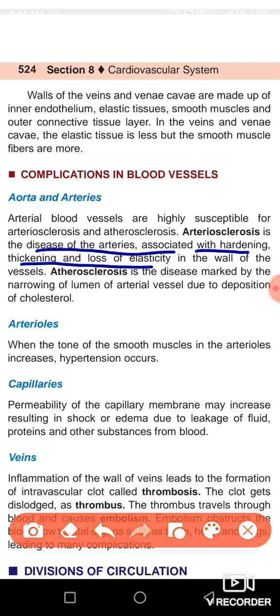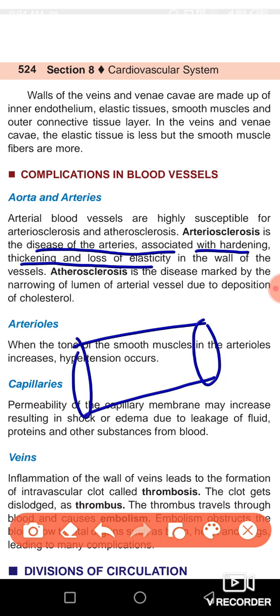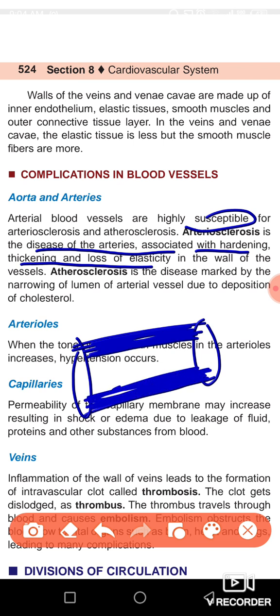Three things are going to happen. First, hardening: your arteries are going to harden. Second is thickness: the wall is going to thicken. Thickness means what? First, the artery has this diameter. Then due to this arteriosclerosis, a mass is going to deposit on it. As you can see here, its diameter decreases and it becomes hard. Its elasticity is going to be lost, because a hard layer is formed on it, and this disease is called arteriosclerosis.